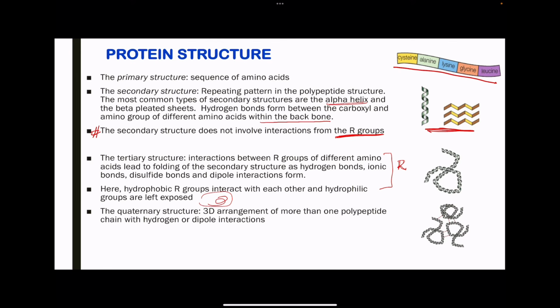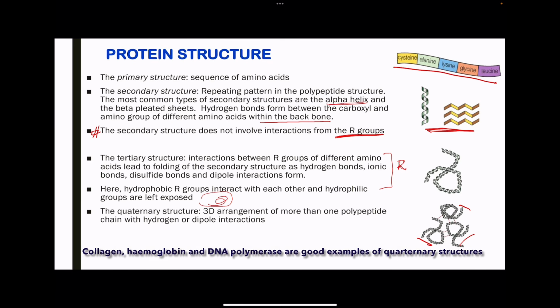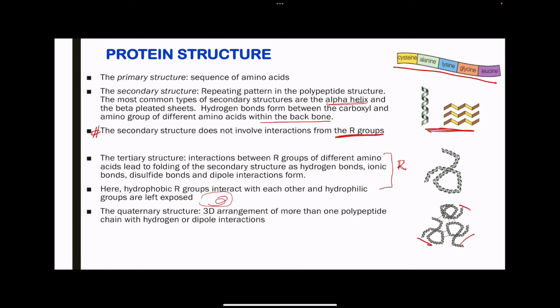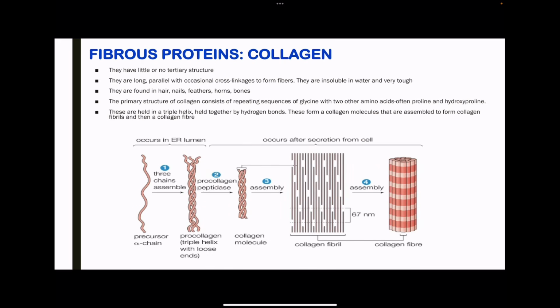Next is the quaternary structure. This is a 3D arrangement of more than one polypeptide chain with hydrogen or dipole interactions. Here we can see we have 3 tertiary structures interacting together to produce this quaternary structure. And in this situation, we're going to have hydrogen bonds forming, dipole interactions forming, and so on.